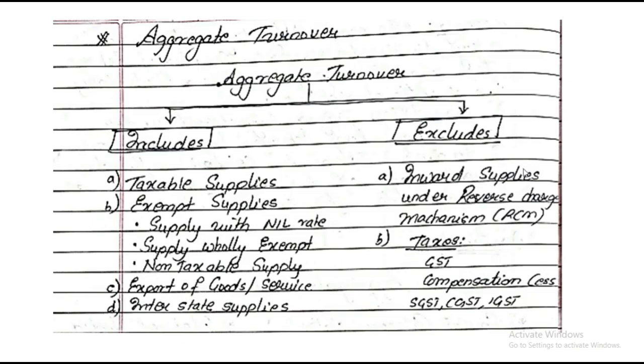Okay, so two things have to be remembered. Number one, if you're from a special category state, 75 lakhs. If you're from another state, 1.5 crores. You have to add only what you are supplying, nothing other than supplying. Okay, so these are the two major rules that you have to remember.